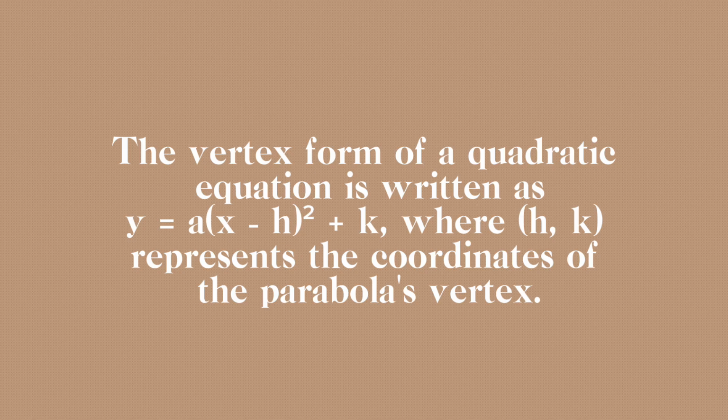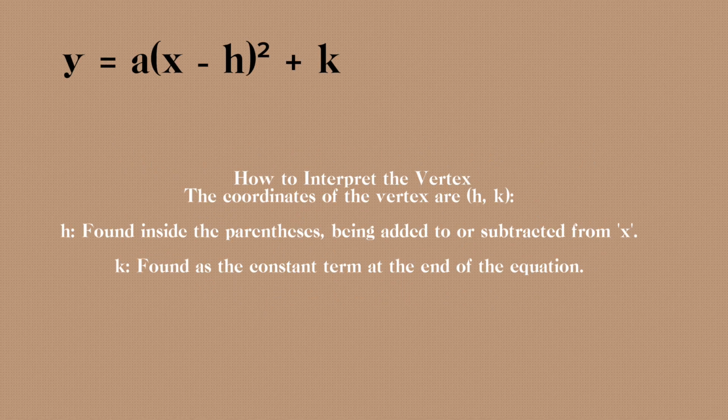The vertex form of a quadratic equation is written as y equals a(x minus h) squared plus k. I know that was a lot, so let me go over how we're going to use the coordinates of the vertex to help us create the vertex form equation. Now, h is going to be found inside the parentheses and it's going to be added to or subtracted from x.